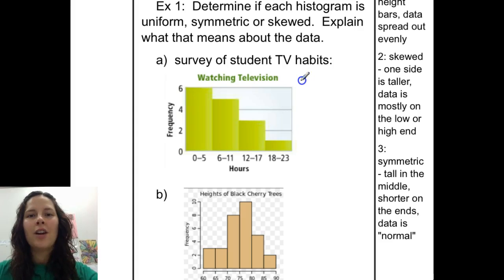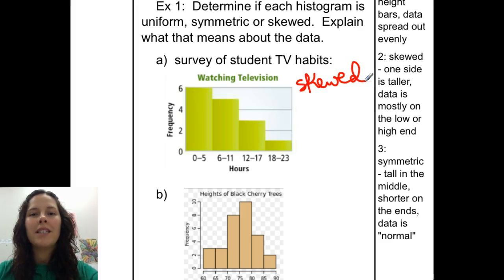We're going to tell whether the shape of each histogram is uniform, symmetric, or skewed, and what that says about the data. Our first graph, we have the bars starting tall and then getting shorter. This is an example of a skewed histogram. And what it means is that the majority of the data, in this case watching TV, the majority of the people watch from 0 to 11 hours of TV, and very few people watch more TV per week than that.